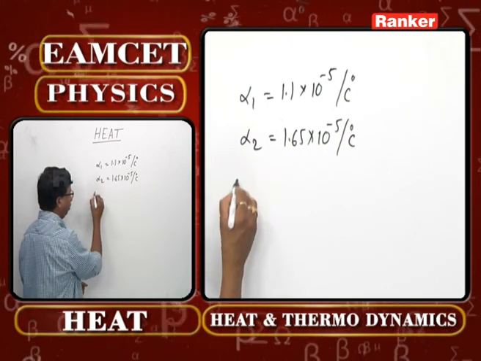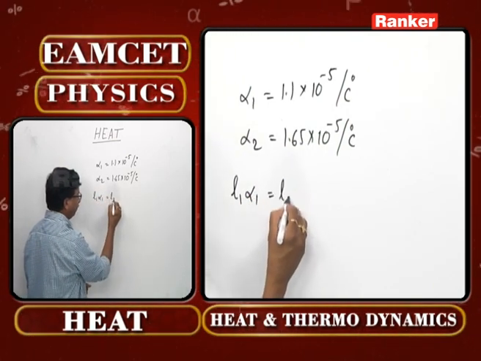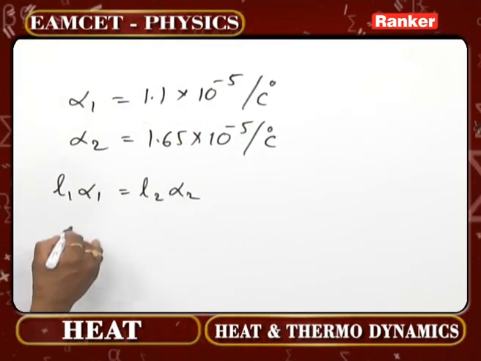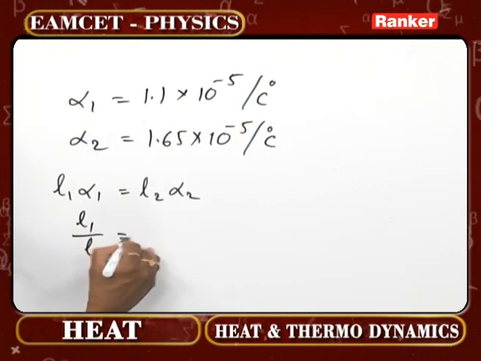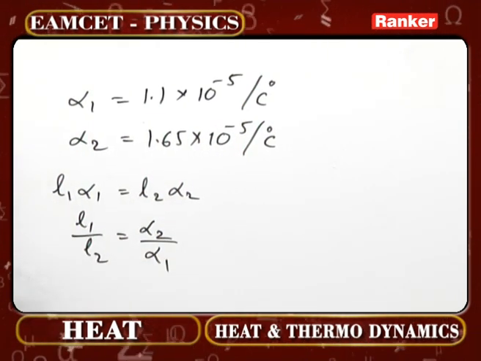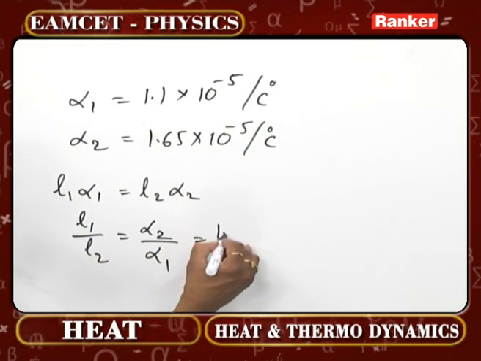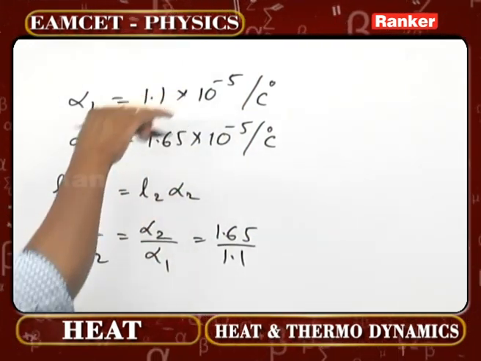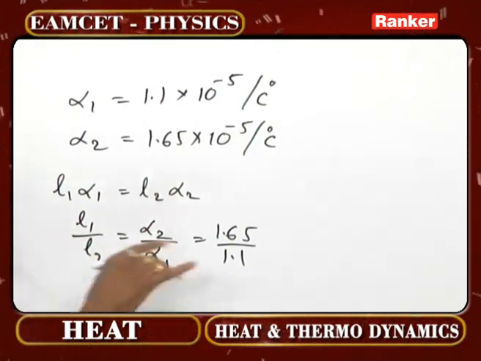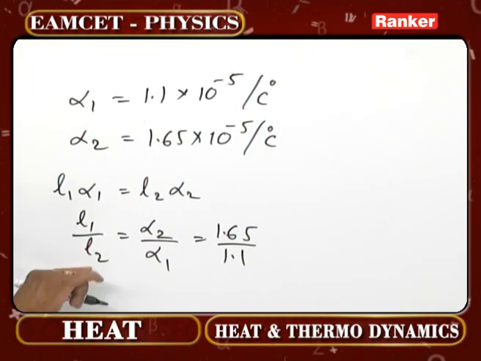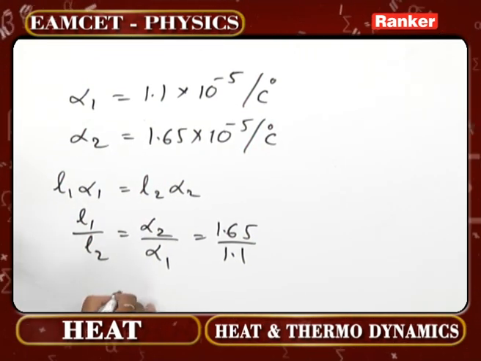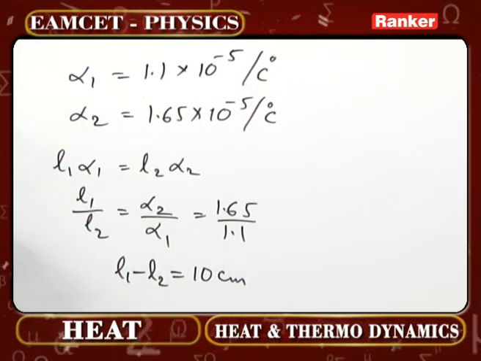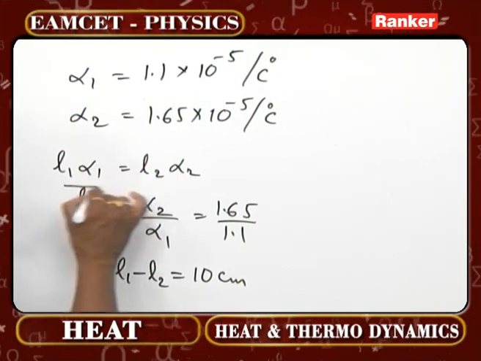But one should understand that the difference between their lengths being 10 centimeter at all temperatures means, I already have given you that concept, L1 alpha 1 must be equal to L2 alpha 2. This should be the equation. That means I can write L1 by L2 must be equal to alpha 2 by alpha 1. What is alpha 2? 1.65. What is alpha 1? 1.1. Because 10 power minus 5 gets cancelled. So looking at this equation, can't you understand L1 is greater than L2? Therefore, L1 minus L2 must be 10 centimeter. That is the concept.